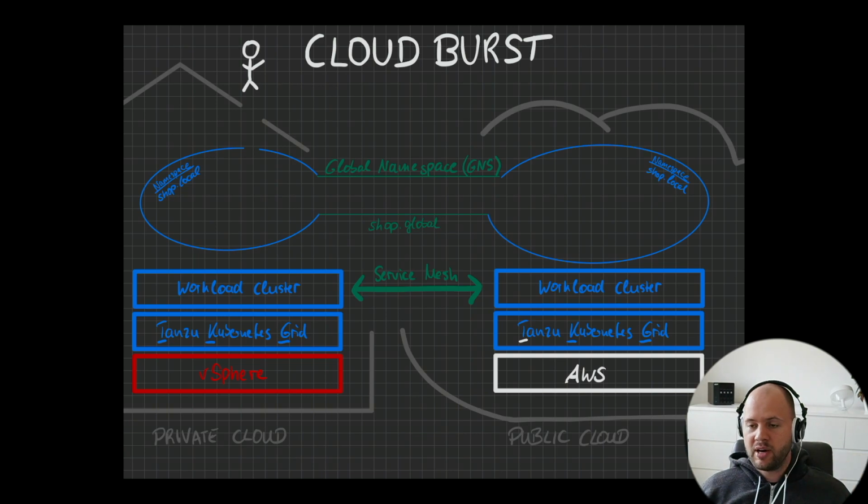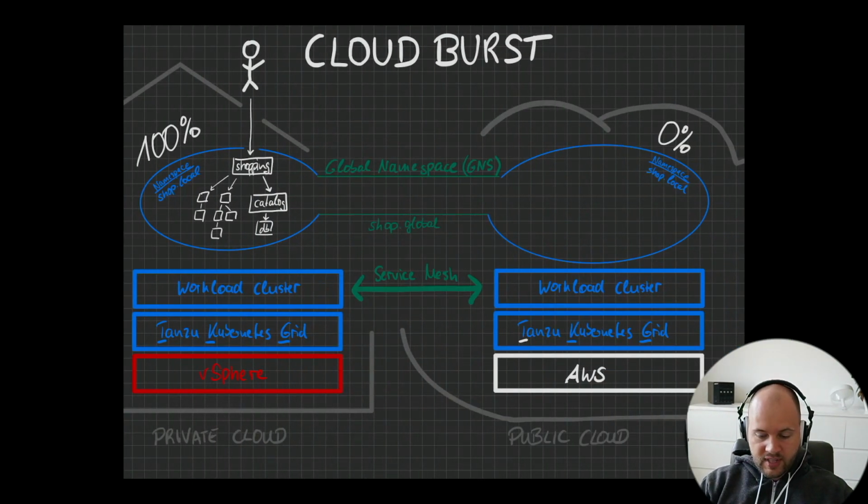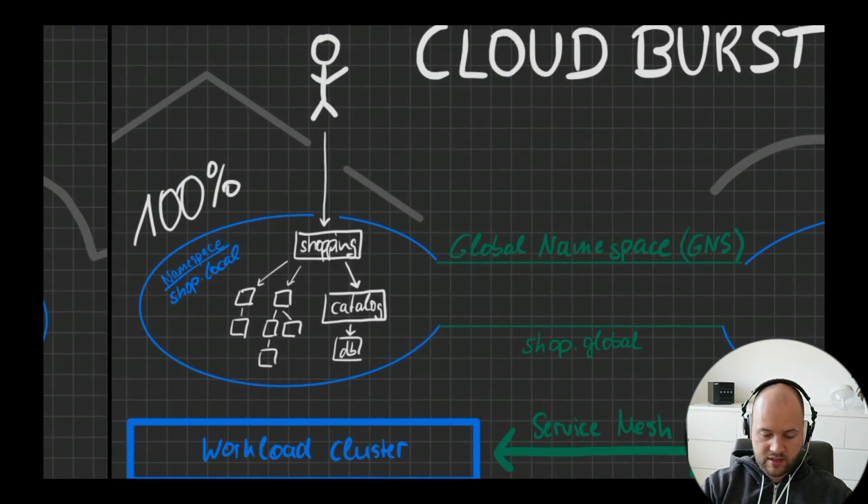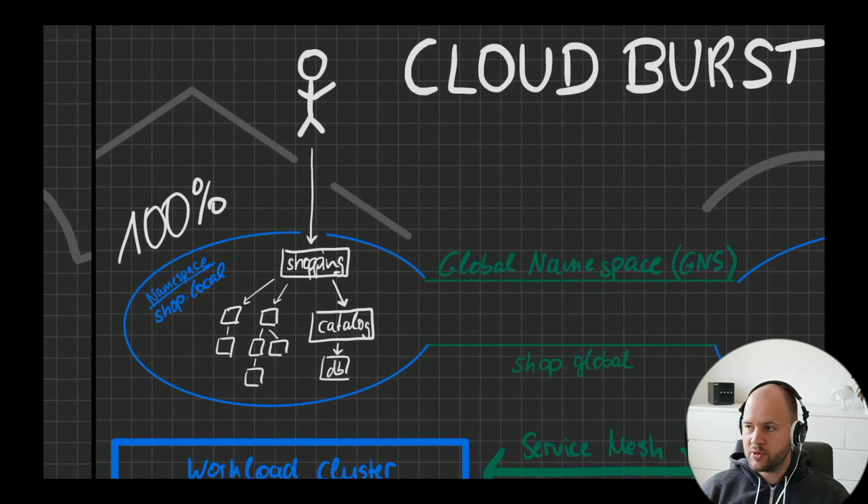Another way to think about it is to create one big namespace that spans multiple Kubernetes clusters. That could be another way to explain the global namespace. So what that allows us to do is, and that is our scenario we're talking about here. And let me zoom in a bit so it becomes clearer which part of the slide I'm talking about.